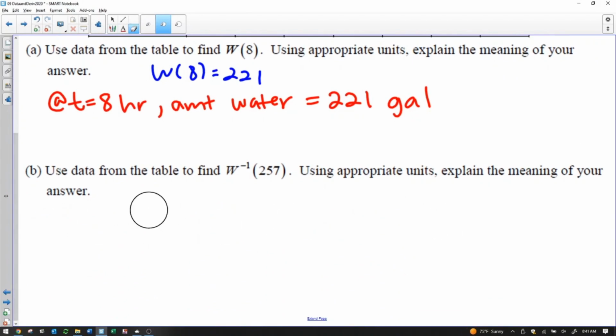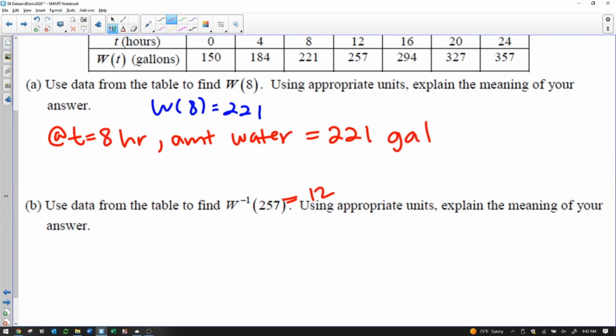What is W inverse of 257? Is this a derivative? No. Okay, so can you tell me what this answer is looking at your table? Okay, is everybody good with that? What is this negative 1 if it's not a derivative? It's the inverse. So inverse means swap the X and the Y. So if this is time and this is W or amount, now this is the amount and this is time. Okay, just swap the W and the T.